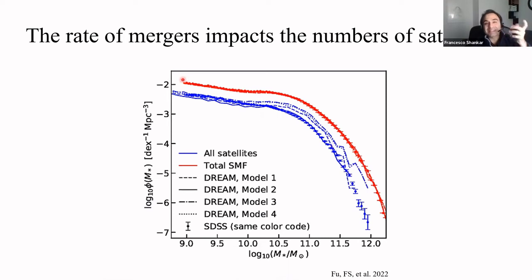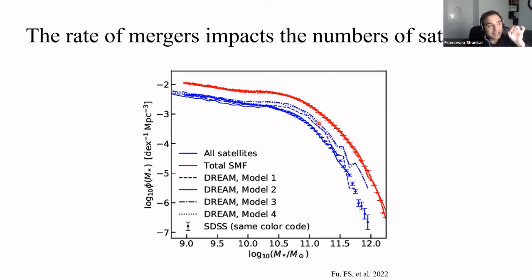Now, of course, by design, here I'm showing you 4 different models from our semi-empirical model. These are four different stellar mass halo mass relations. By design, all the stellar mass halo mass relations start from the same stellar mass function, and therefore they are able to reproduce the stellar mass function by design. So this is not a prediction, this is an input of the model. Remember the abundance matching that I told you about before. The real prediction of the semi-empirical model here are the blue lines.